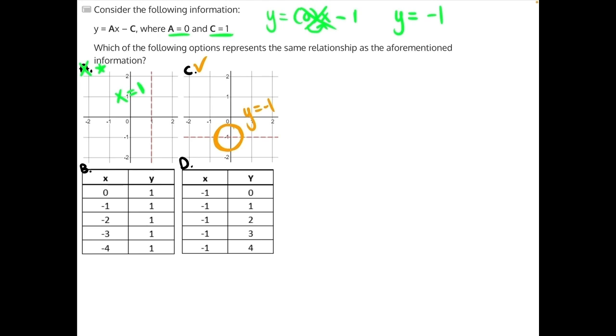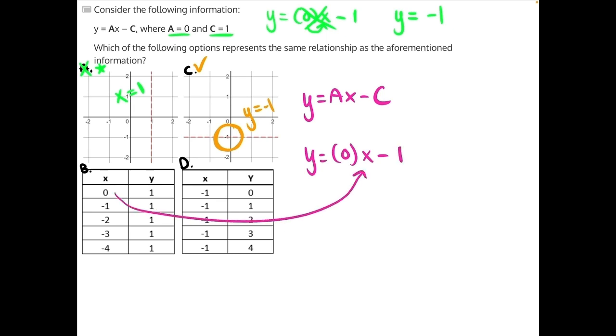For either answer choice B or D, we could plug in these values of x's to see if the y values are true or false. And no matter what we plug in, if we get our equation back, we have y is equal to ax minus c. We know a is always 0. We don't know what x is, and we always know that c is 1. So if I were to plug 0 in for x, 0 times 0 is 0. If I were to plug in negative 1, 0 times negative 1 is 0. Anything times 0 will always give us 0. So our equation, no matter what input we use, no matter what x value we use, we will always get y is equal to negative 1.